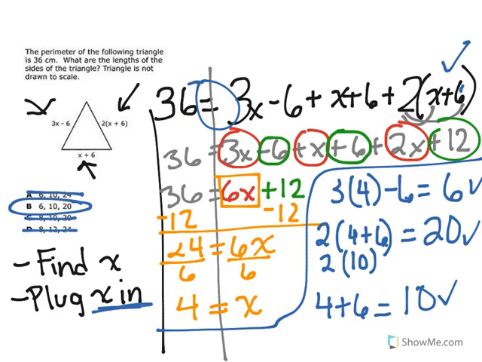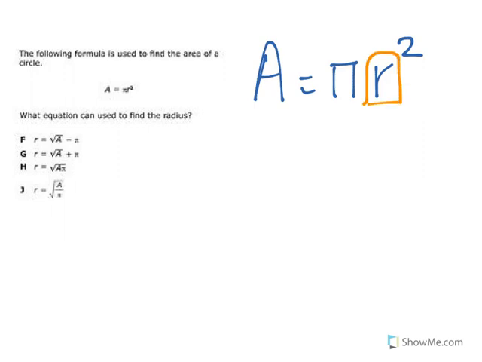Okay. Now let's try number 10. The following formula is used to find the area of a circle: area equals pi r squared. What equation is used to find the radius? That means I want this little bitty radius. So what I need to do is the inverse of what's happening.